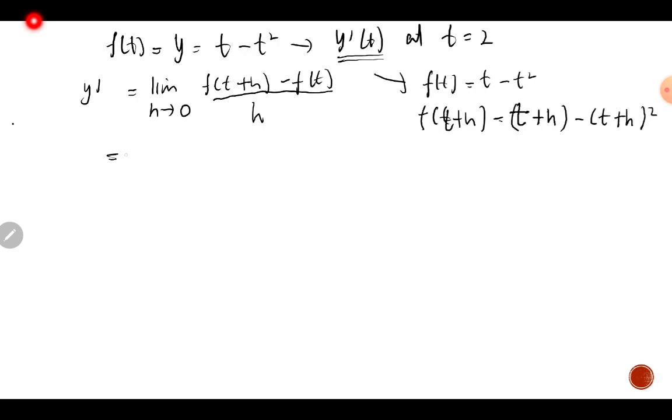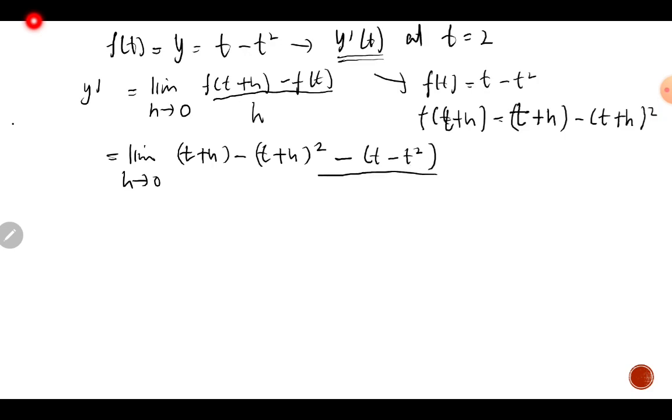Alright, so here we have limit h approaching 0. Our f(t plus h) is t plus h minus with t plus h square, minus with our f(t) is minus t square. Be careful. Okay, then over h. Again, kalau you cuba nak gantikan dengan h equals to 0, I'm sure you will get 0 over 0 again. Okay, you will get 0 over 0 again. Okay, so sekarang ni you may proceed limit h approaching 0.